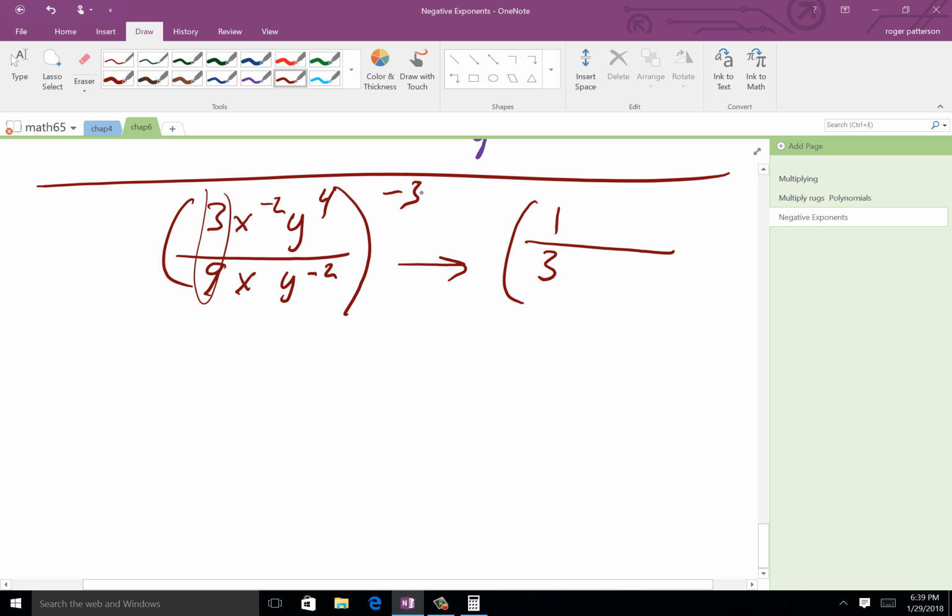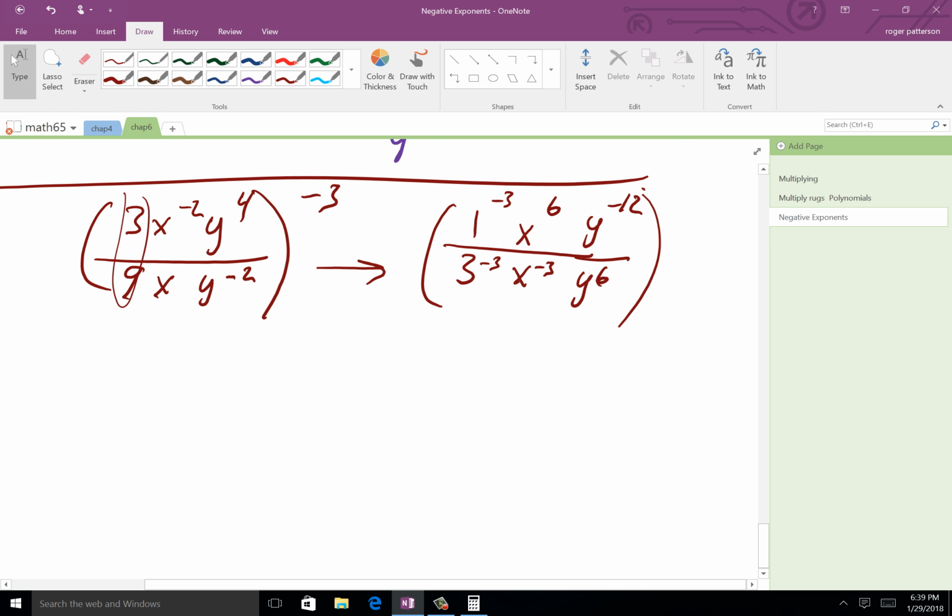Then let's see. So I'm going to go here. I'm going to put a negative 3 here. I'm going to put a negative 3 there. Negative 3 times x there is going to be x to the sixth. X to the negative third on the bottom. Y to the negative 12th up on the top. Y to the sixth on the bottom. And that's done. So I bring that negative 3 inside to each and every part. I reduce this down, that's how come I got 1/3, 6, negative 12, negative 3, and 6.